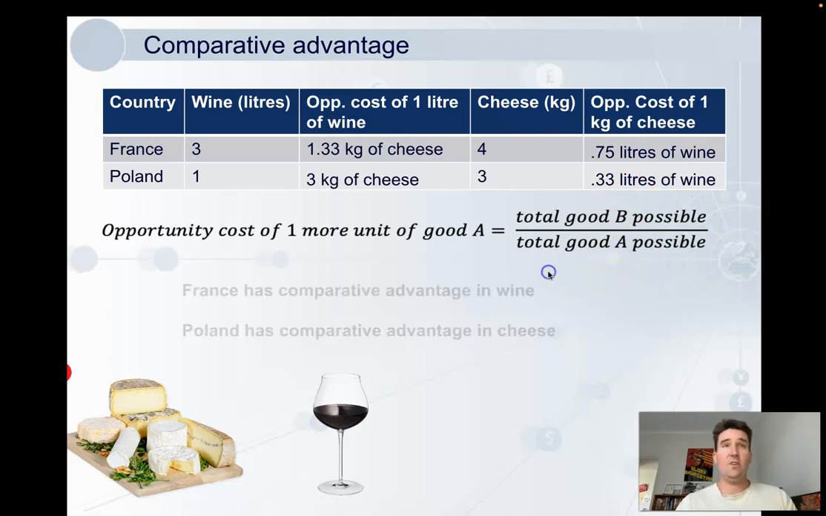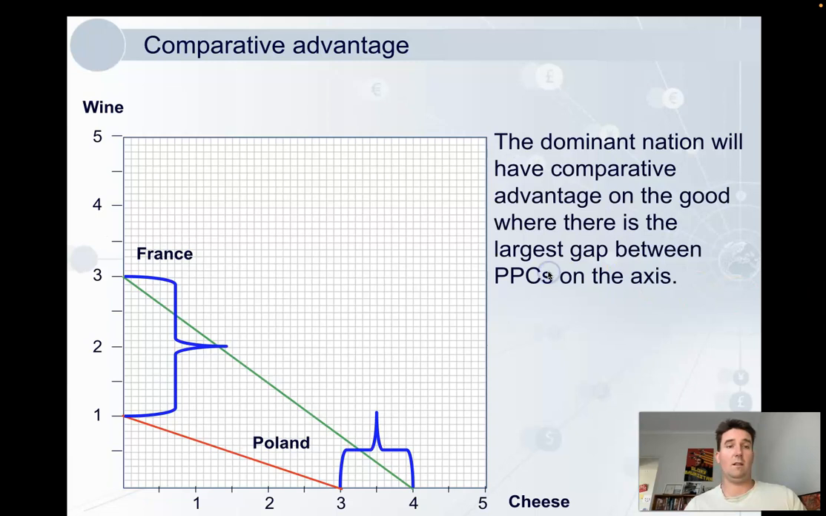Now, there is a trick to tell from a glance from the PPC which good a country has comparative advantage in. The stronger nation, France, has comparative advantage in the good with the largest gap between PPCs. So if we're looking at this, we can tell France has comparative advantage in wine because it's got the larger gap here. This will always hold, so you can use it as a bit of a double check.